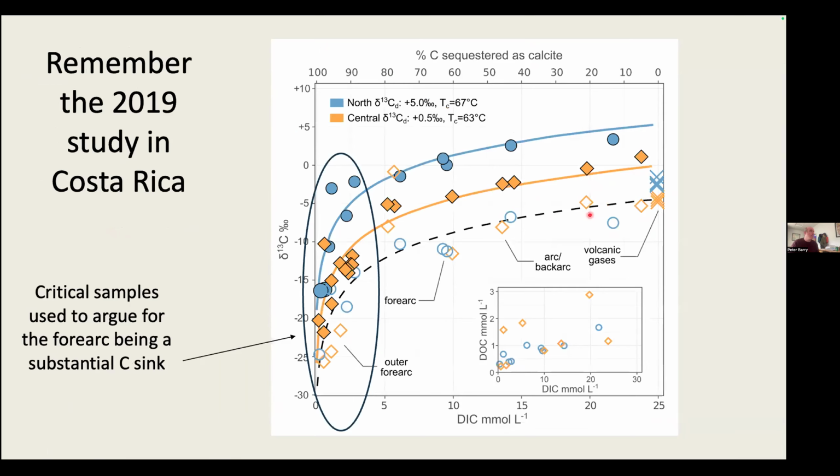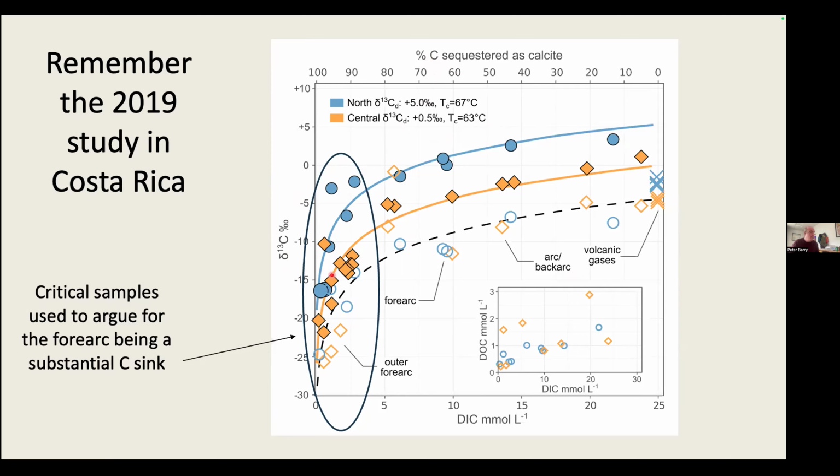And so why is that important? Well, if we rewind to the very beginning of the talk when I was talking about the work we had done in Costa Rica, this was the key plot that formed our whole model. So we had this sequestration model for calcite. And this is the really key plot.